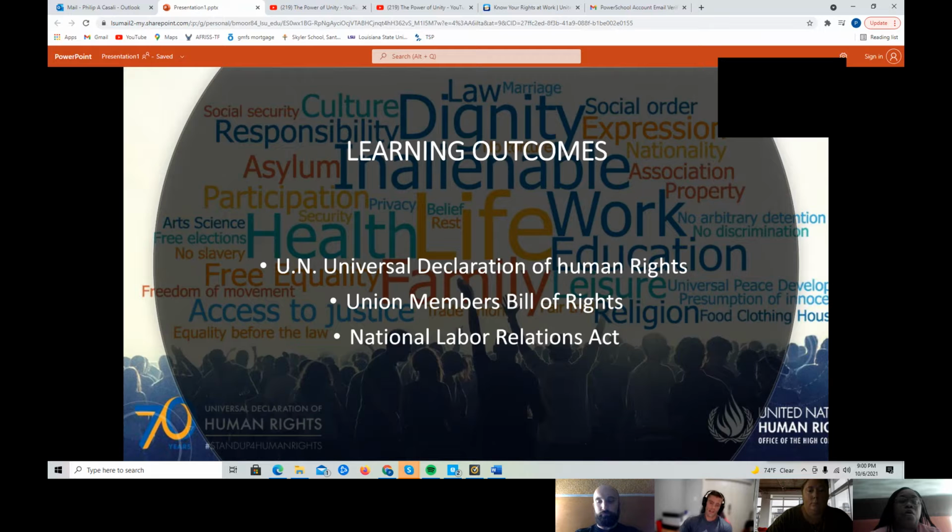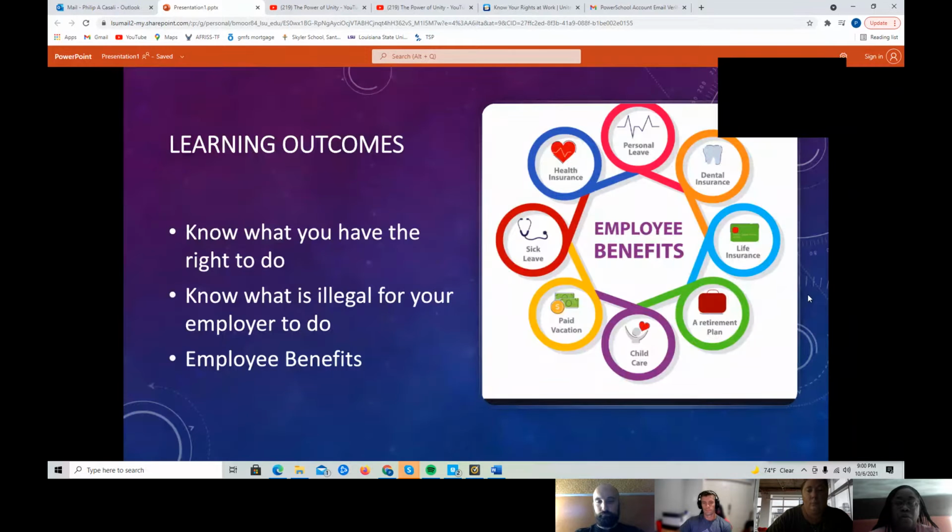And the National Labor Relations Act, which is also important because it explains the legalities in the context of you being a union member at work: what you're allowed to talk about in terms of being a member of the union, what's legal for you to do and what's illegal for your employer to do. So this is kind of what it is: know what you have the right to do, know what's illegal for your employer to do, and that's what the National Labor Relations Act talks about. So I think it's important that our students know that.